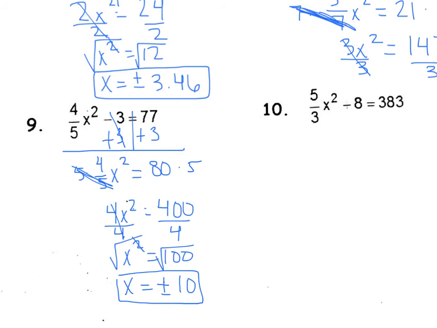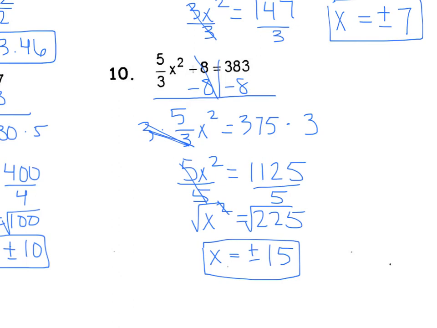All right, there's the answer to number 9. Adding the 3 over, getting you 80. Getting rid of the fraction by multiplying both sides by 5. That leaves me with 4x squared equaling 400. Then dividing by the 4, getting me 100. And then finally, since the x is by itself, square rooting both sides and getting plus or minus 10.